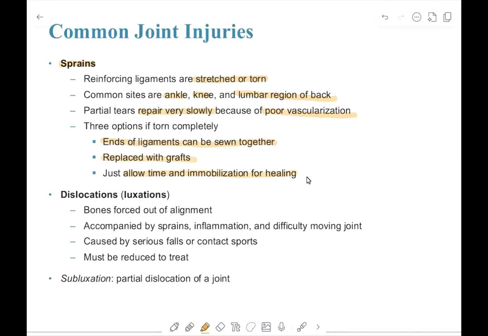When there is a dislocation, that is called a luxation. And this is when the bones are forced out of alignment. They're accompanied with sprains, inflammation, difficulty moving the joint, and they're caused by serious falls or contact sports. So they must be reduced to treat. If it's a partial dislocation, that's referred to as a subluxation. There's actually certain disorders where subluxations happen constantly for that poor person.